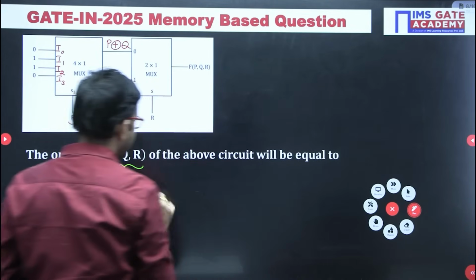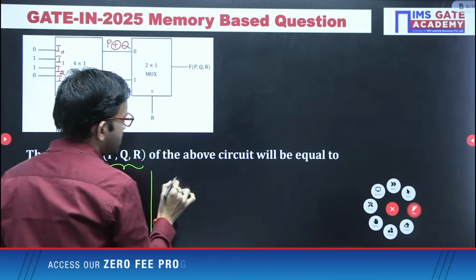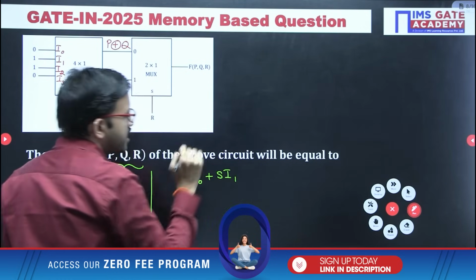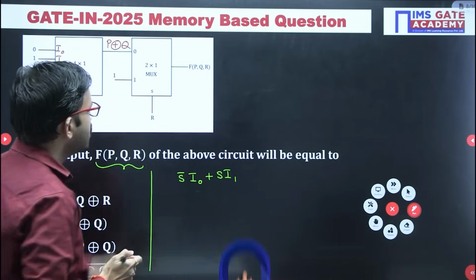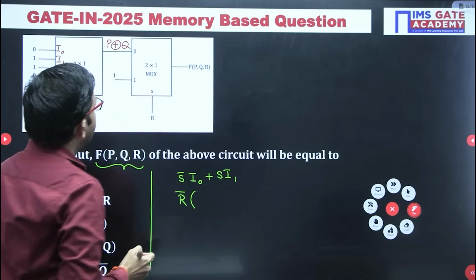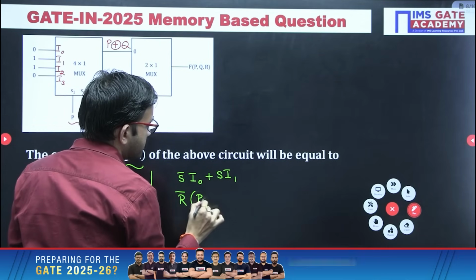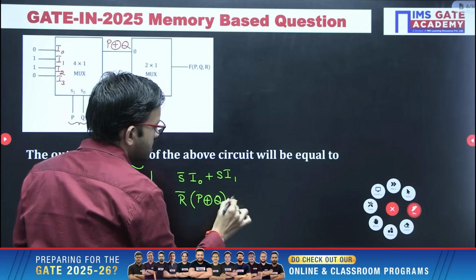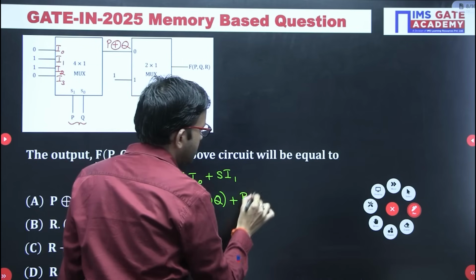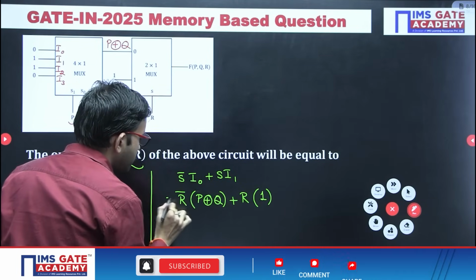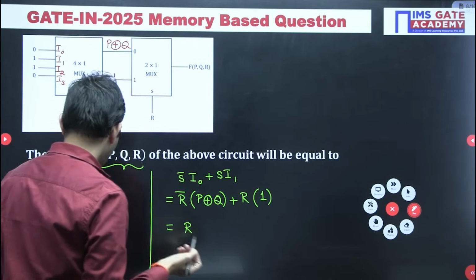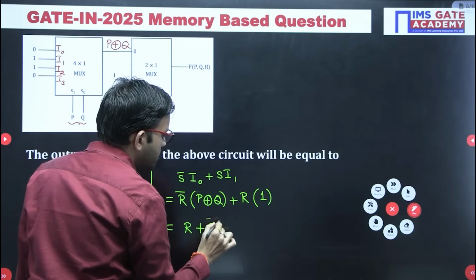For a 2 by 1 mux, the standard equation is S bar I0 plus S into I1. Here S is nothing but R. So I0 is nothing but P XOR Q, plus the selection line is once again R, and here I1 equals 1. So from here, you can write in any order, no problem: R plus R bar into P XOR Q.